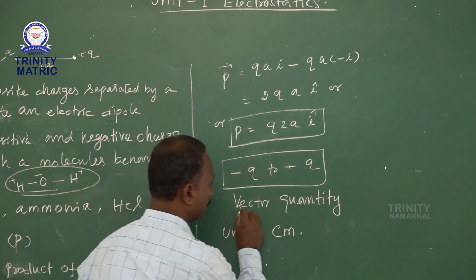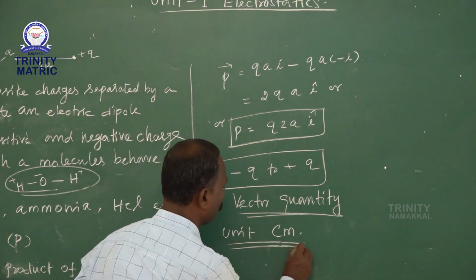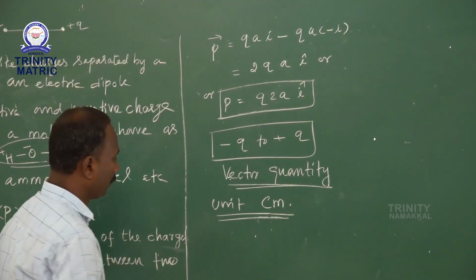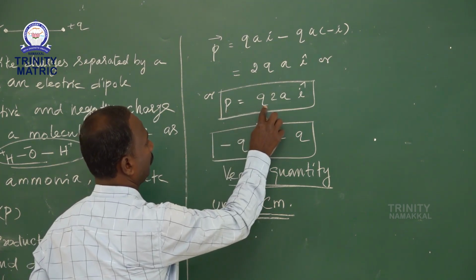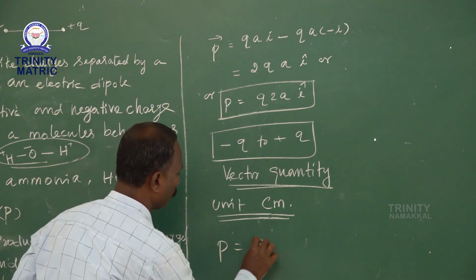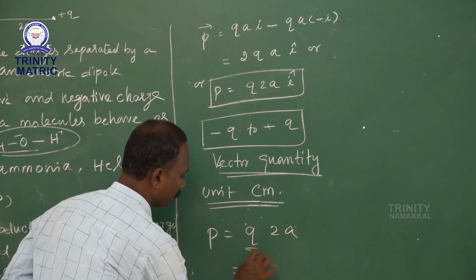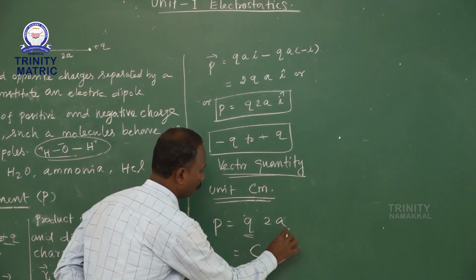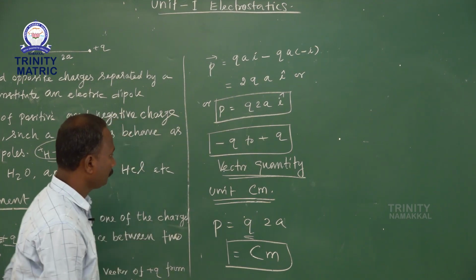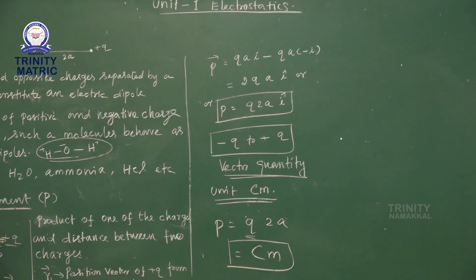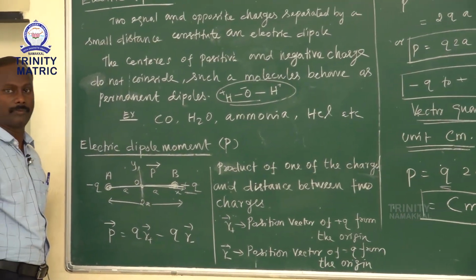The dipole moment is a vector quantity. The unit of dipole moment is coulomb meter. The unit coulomb meter is derived from this formula, P is equal to q into 2a. The unit of charge is coulomb and the distance 2a is in meters, so that is coulomb meter. So the dipole moment always acts from minus q to plus q along the electric field.